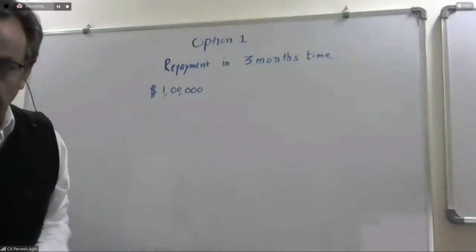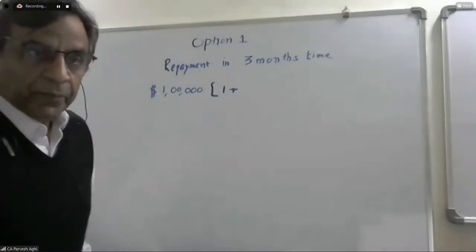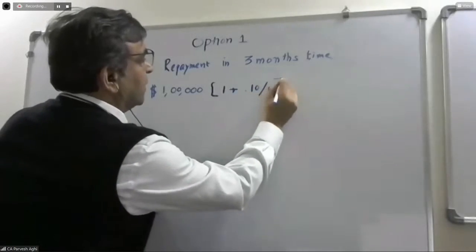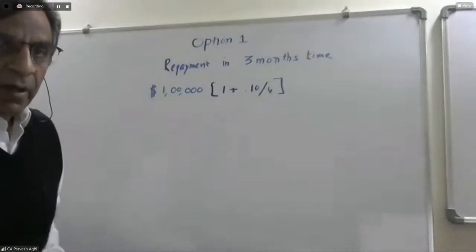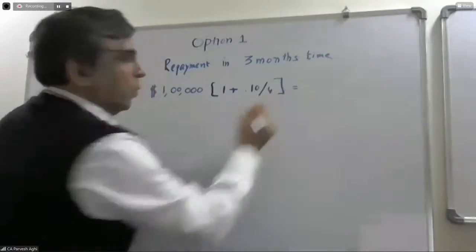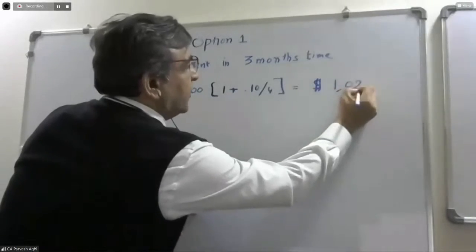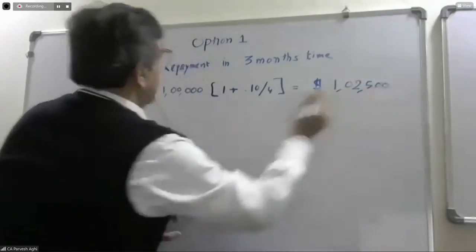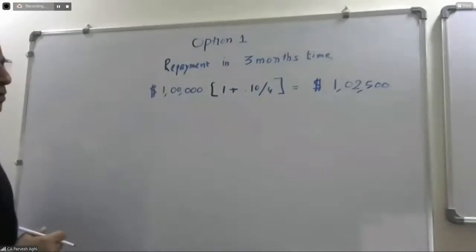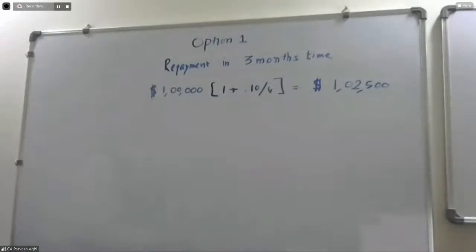In this case, we have to add the interest. So it will be 1 plus 10% rate of interest divided by 4, because this is going to be 4 months. Which we get as $1,02,500. So if he has to pay 1 lakh after 3 months, with 10% rate of interest the total amount he has to pay is $1,02,500 after 3 months.